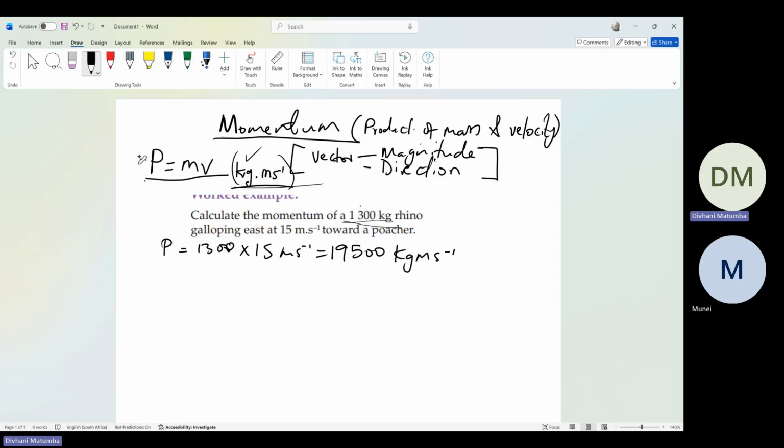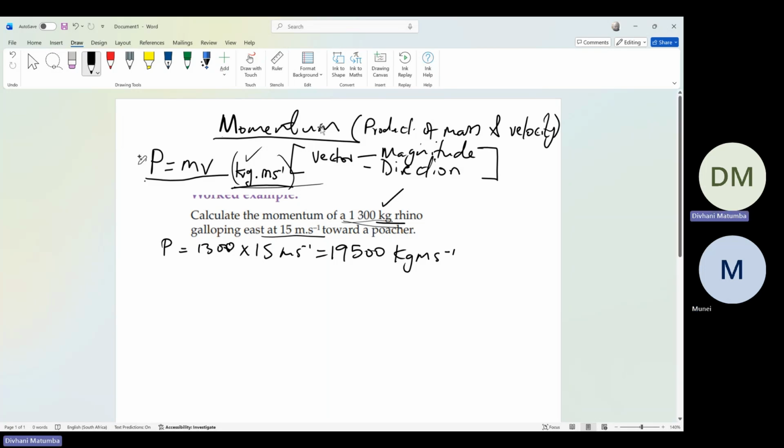Okay, so I was saying from the standard units, you can see the units that you need to convert whatever is given. For instance, if the mass of the rhino was given in grams, you were supposed to convert it to kilogram. Or if the speed is given in kilometers per hour, then you had to convert it to meters per second. Okay.